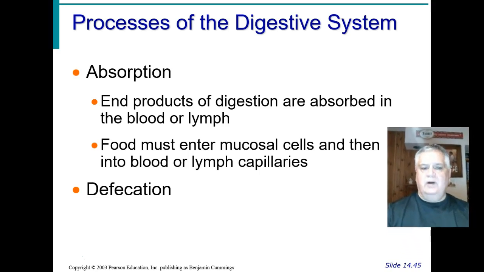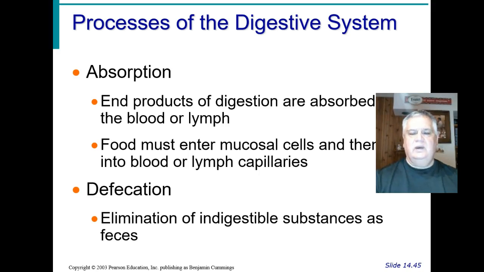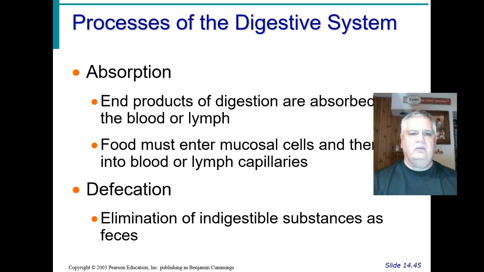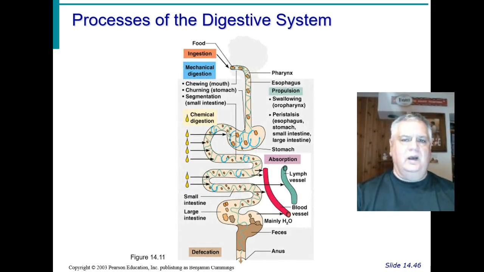And then our final process in the digestive system is going to be defecation. Defecation is the elimination of indigestible substances as feces or stool. So we've been talking about all these processes as we've been going along, but we're going to talk about them in a little more detail as we move through this final portion of the digestive system.